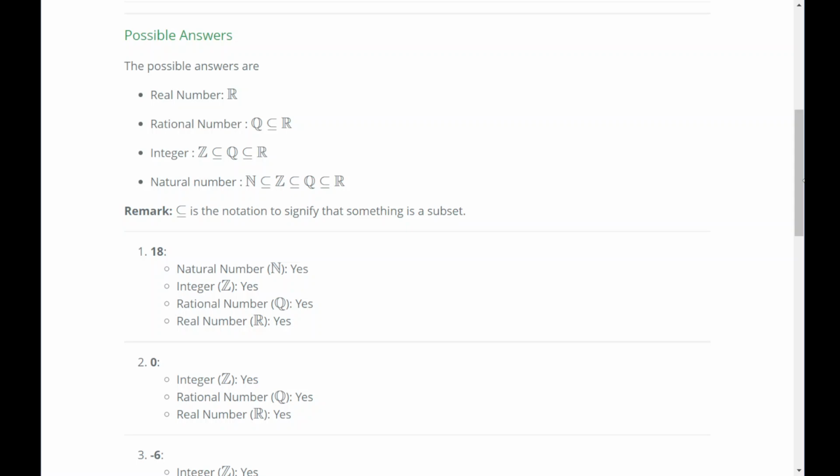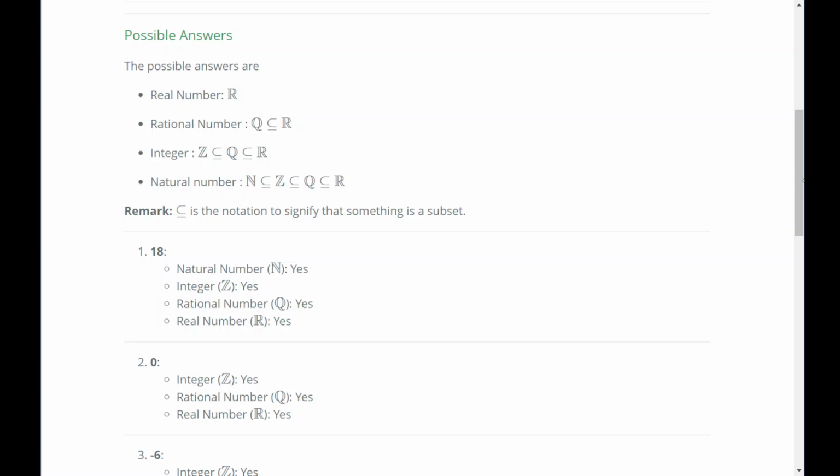That C with an underline under it is notation to signify that something is a subset of something else. So if we go back to the number line, the set N, which is the set of all natural numbers, is a subset of Z, which is the set of all integers, which again is a subset of Q, which is the set of all rational numbers, which again in turn is a subset of R, the set of all real numbers. Anyway, so we'll move on.